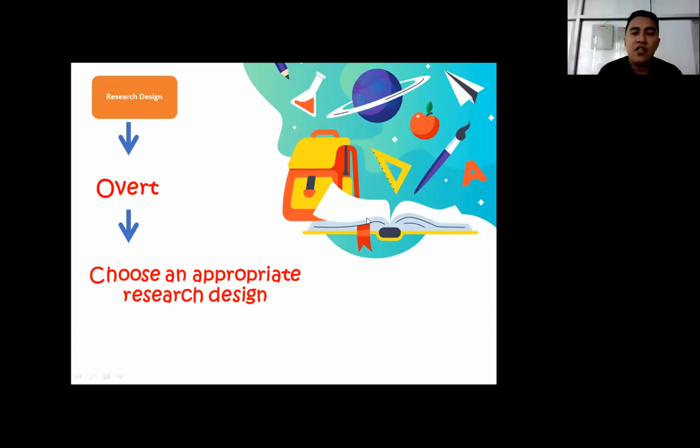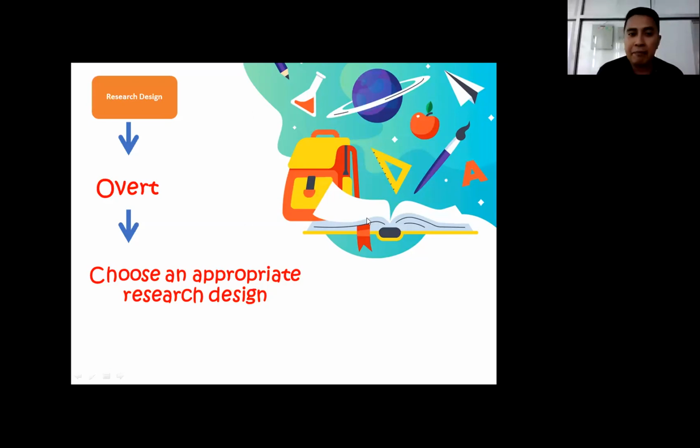Okay, let's talk about the research design. The research design must be overt. You have to choose an appropriate research design. Which one is appropriate for you? Because right now the mixed method is getting hot, perhaps you want your research design to be mixed method. It's okay. My dissertation design is mixed method, so I combine quantitative and qualitative.